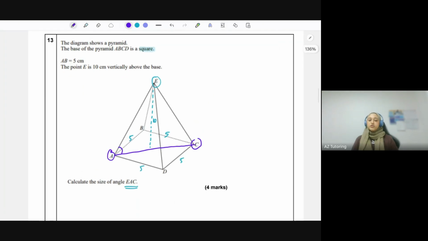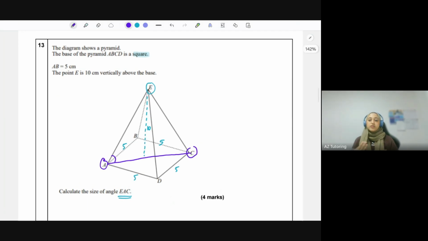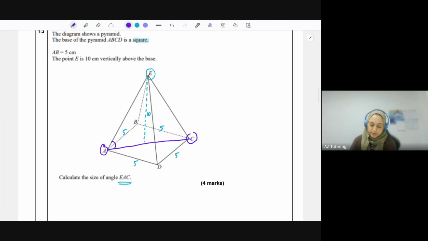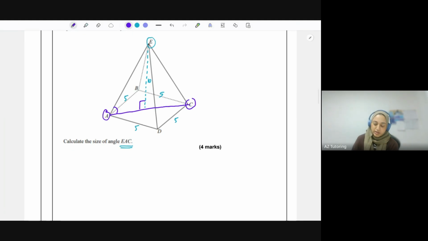Sometimes it's quite tricky just understanding what they're asking of you. That's why you need to look at a lot of past exam questions. So EAC, that's what I'm trying to find. Again, I can see a right angle triangle right there. So let's draw that right angle triangle, starting off with EA. That's E on top, that's A and that's C. That's what I'm trying to find, so I'm going to call that X.